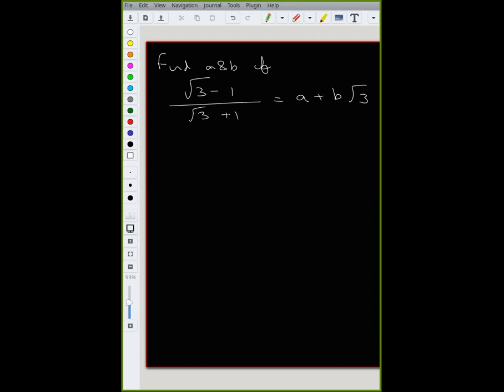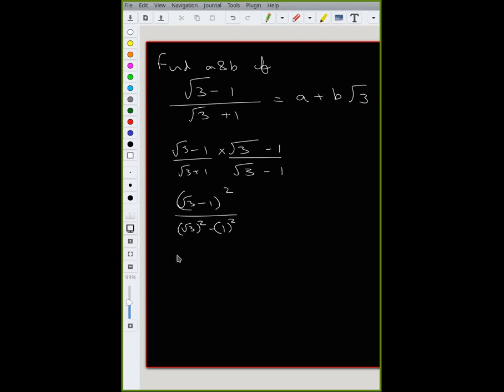Ananya, let's solve this. So what do we do? Sir, do we multiply root 3 minus 1 by root 3 plus 1, into root 3 minus 1, so root 3 minus 1 the whole square by root 3 square minus 1 square? Yeah. Which is? Expand the numerator now.